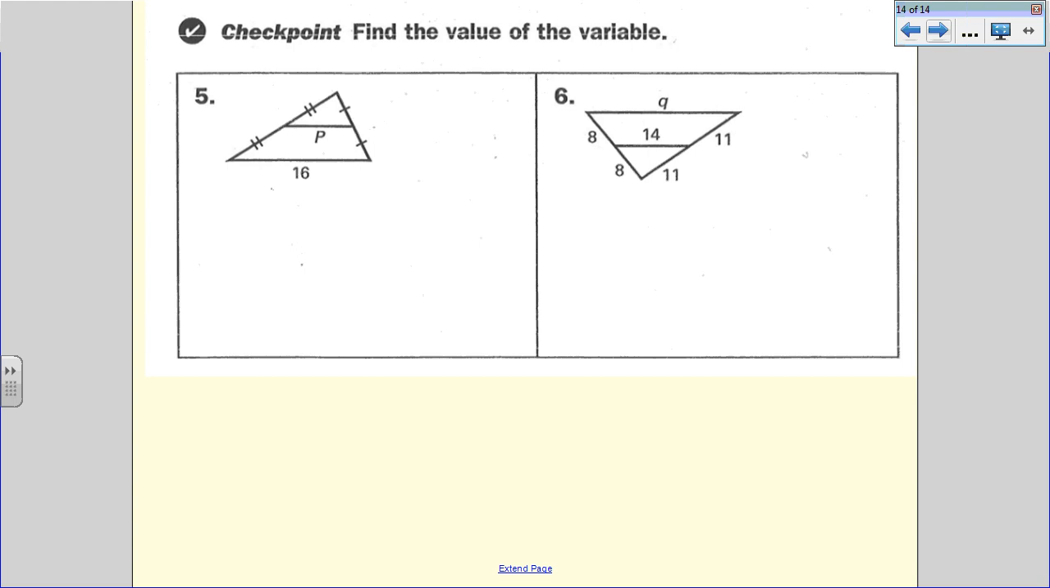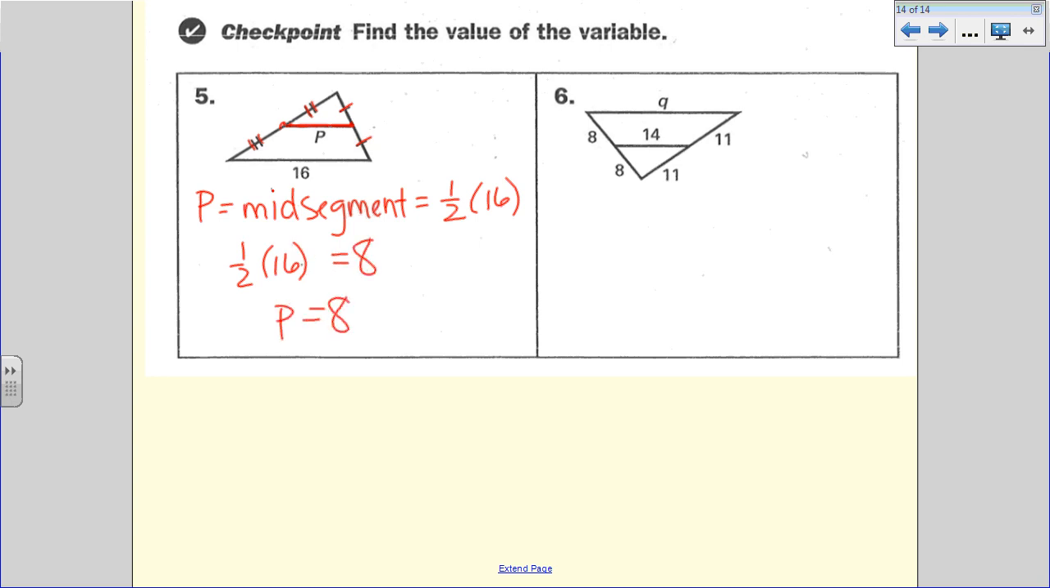All right, so we have 2 checkpoints. We'll do number 5 together. You're looking for congruent sides, so we know we have congruency here, and we have congruency on the other side, the intersection. So we know P is a mid-segment. All right? So P is the mid-segment, which equals 1/2 of 16. 1/2 times 16 is equal to 8. So P is equal to 8.